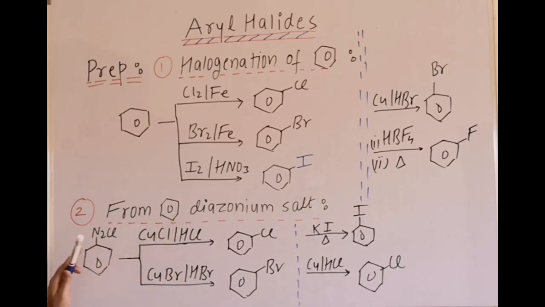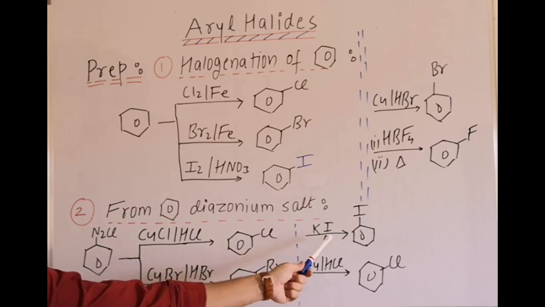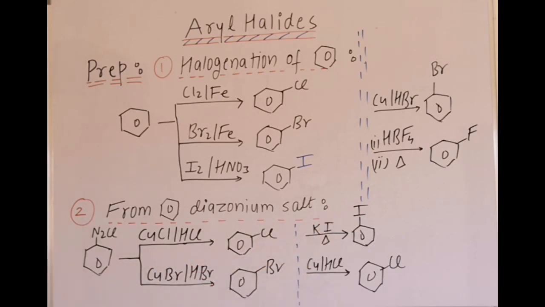and these are name reactions. So benzene diazonium salt with CuCl, where copper is in +1 here. Either you can take Cu2Cl2 with HCl. Similarly here CuBr with HBr gives bromobenzene. Next we can simply heat it with potassium iodide, it gives iodobenzene.